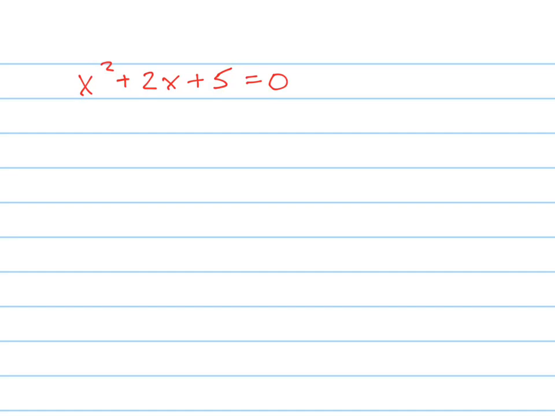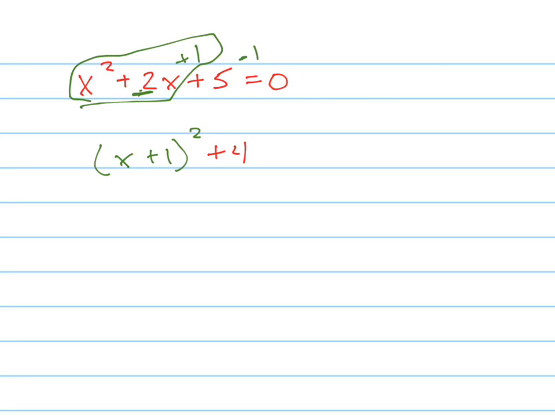But for this one, I'm going to do what? Take half of this, which is 1, and square it, and add it here, and subtract it here. That gives me that, which factors into (x plus 1) squared. And that also gives me plus 4 equals 0. Got it? Now let's solve. How do I solve?